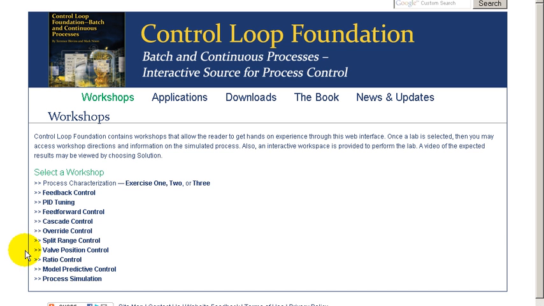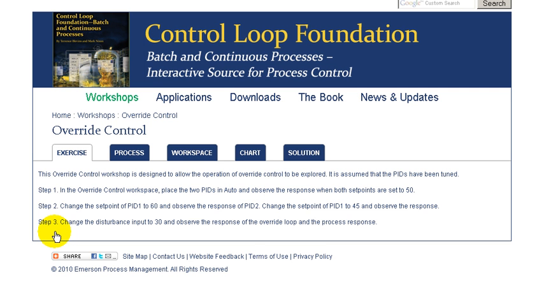Welcome to the Override Control workshop. In this workshop, we will gain some experience using override control strategy to enforce an operating constraint on the process.